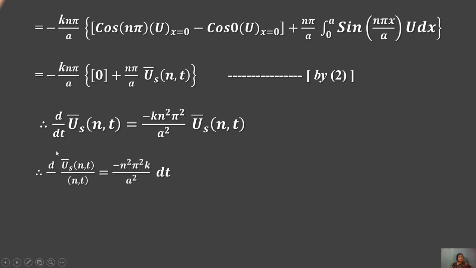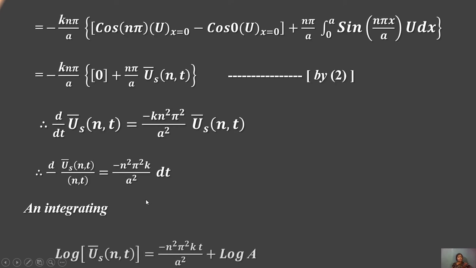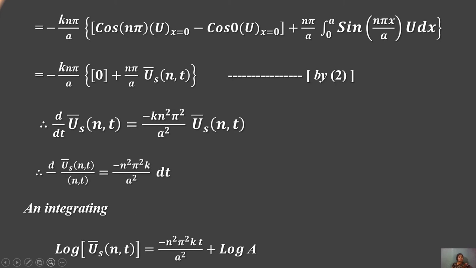Considering this form, the dt will be transferred from the left hand side to the right hand side, so us nt upon nt equals minus n square pi square k upon a square dt. Given this condition, integrating again, we get the log of us nt equals minus n square pi square k t upon a square.